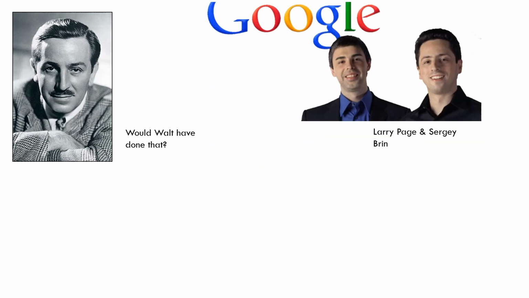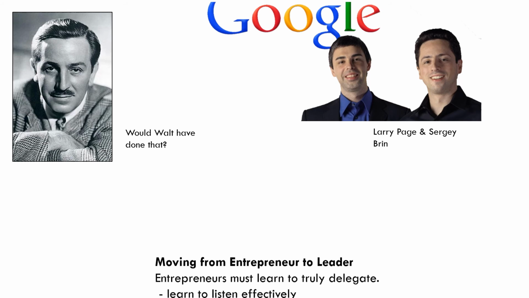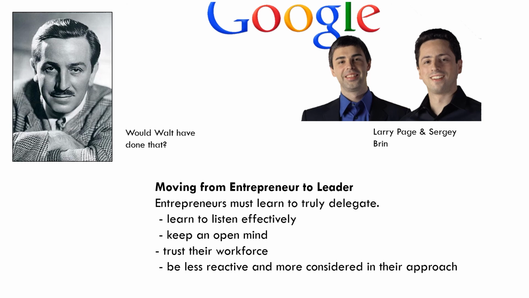A company that has managed this transition quite successfully would be Google. Larry Page and Sergey Brin have done a good job at having set up the business, being entrepreneurs, now becoming leaders and empowering their staff. So entrepreneurs must learn to delegate as they move from entrepreneur to a leader as their business grows.